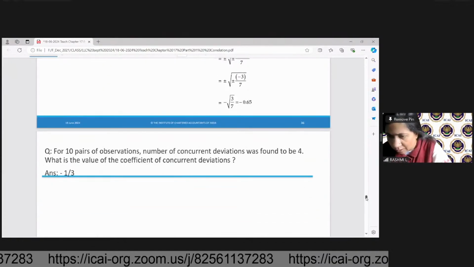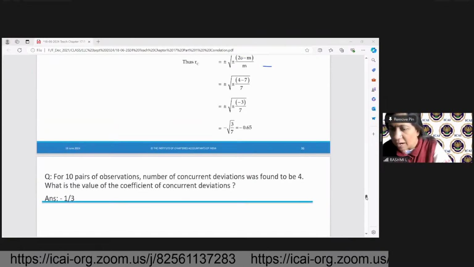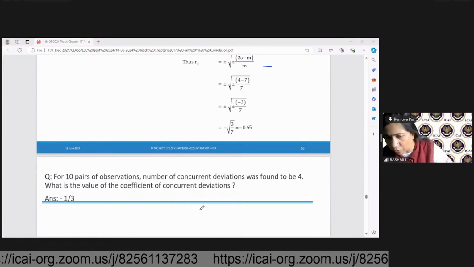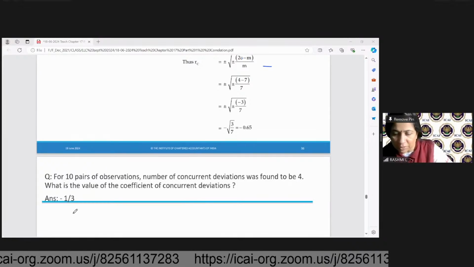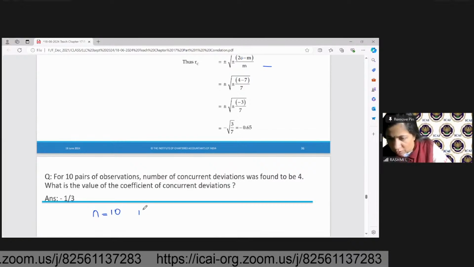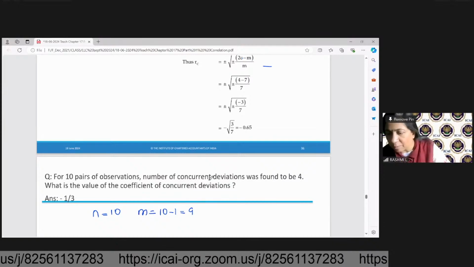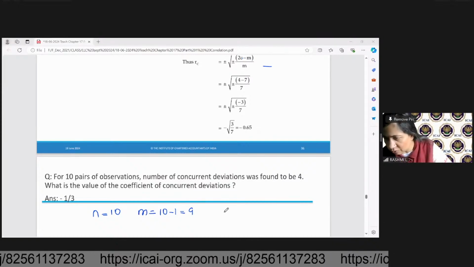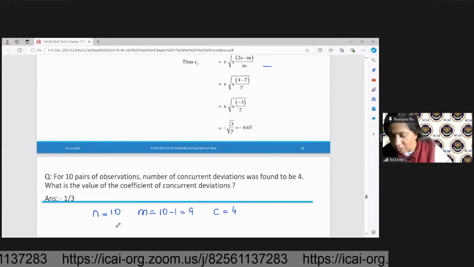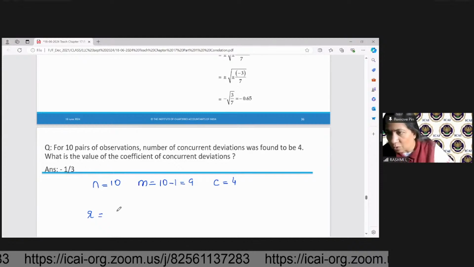Now, then you have this another very wonderful sum. 10 pairs of observations, number of concurrent deviations was found to be 4. See, for 10 pairs of observations, so n is equal to 10. So m is equal to 10 minus 1, which is equal to 9. Number of concurrent deviations, so c was found to be 4. So what is the value of the coefficient of concurrent deviation? So r is equal to what?